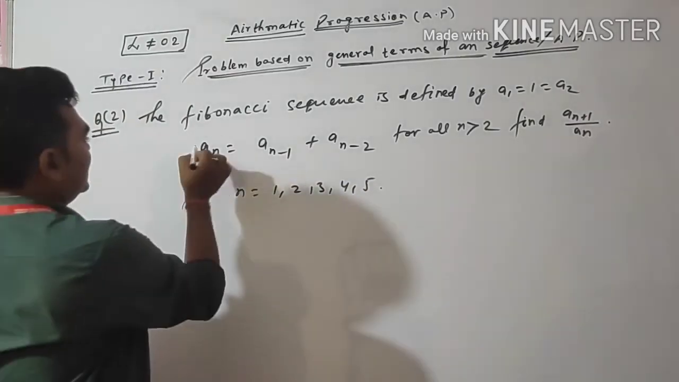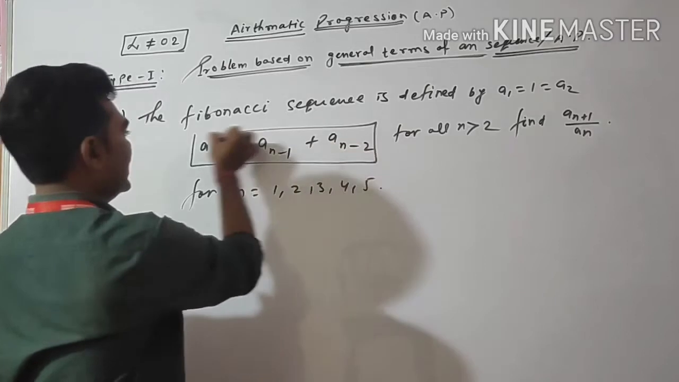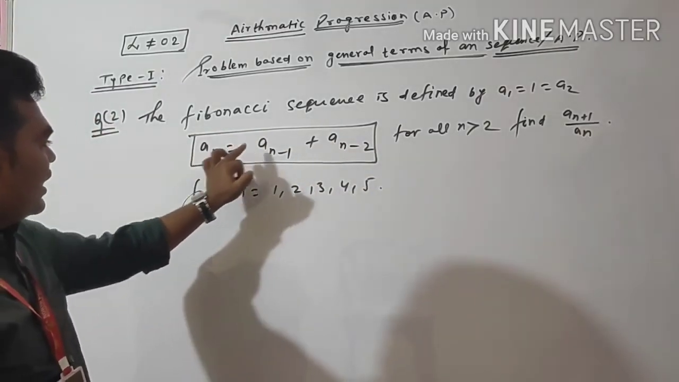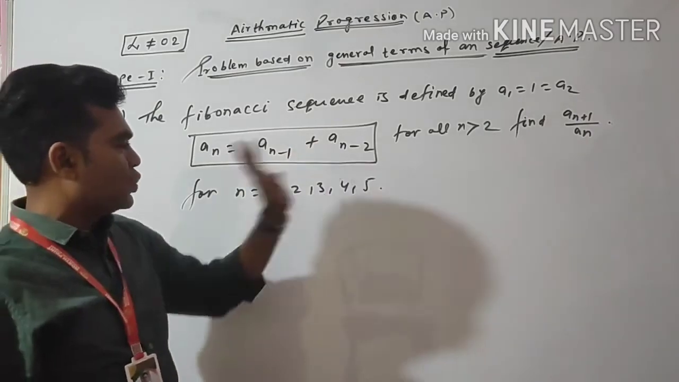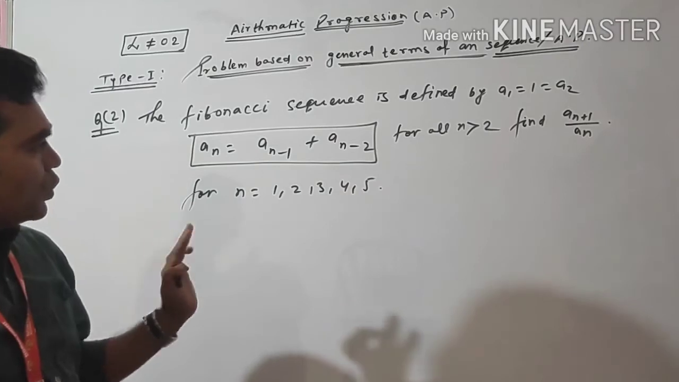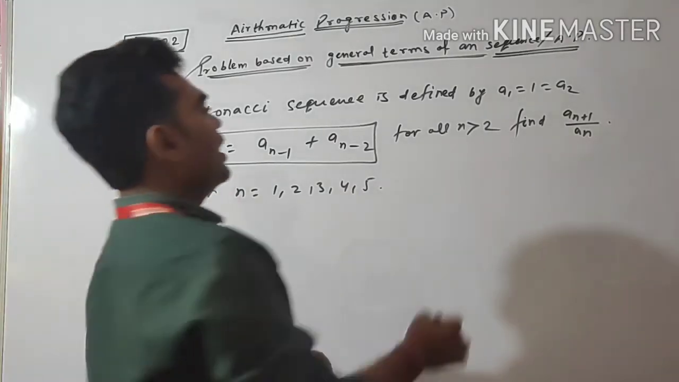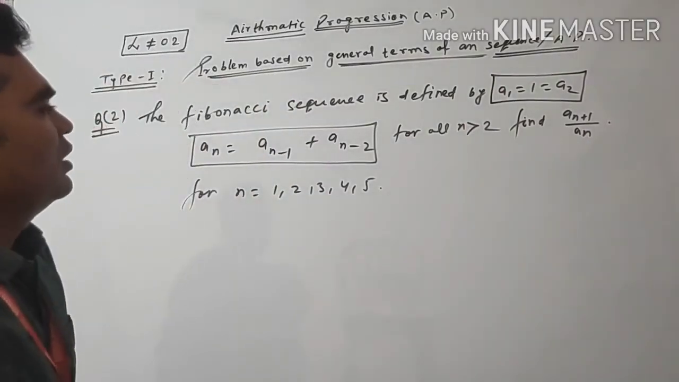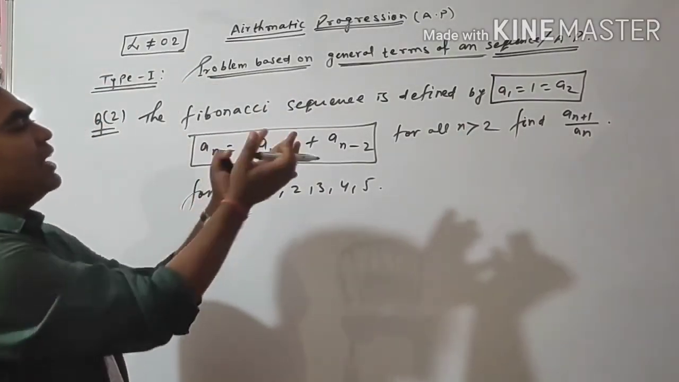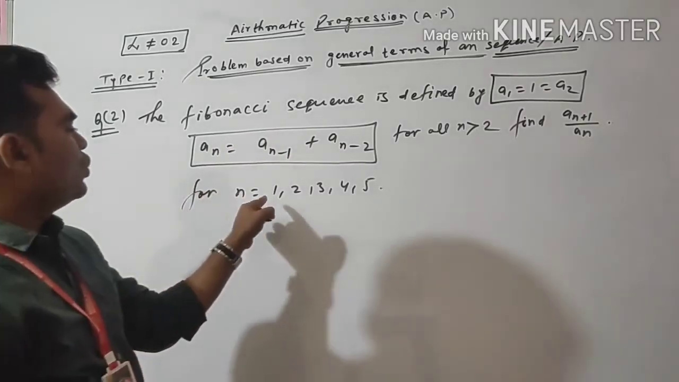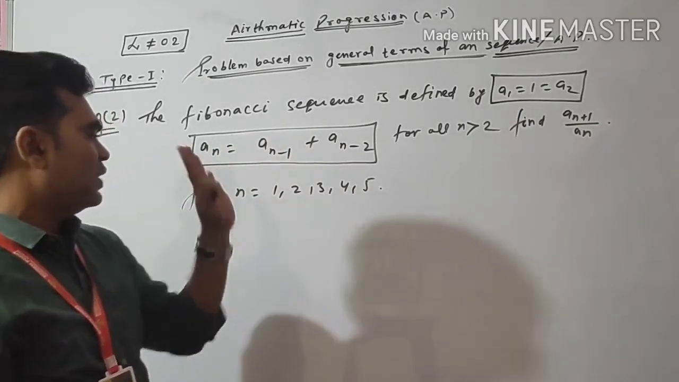Here the question is this: the given nth term is a relation of an minus 1 plus an minus 2. Clear? For all n greater than 2. But here a1 and a2 are also given as 1. So we can easily find an plus 1 by an for n equal to 1, 2, 3, 4, 5.